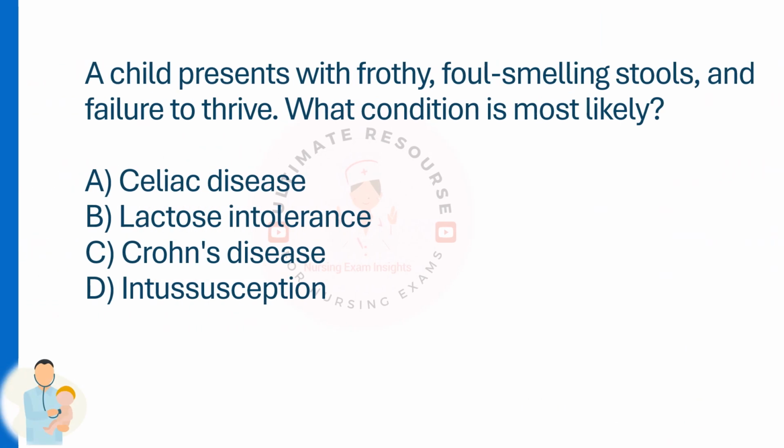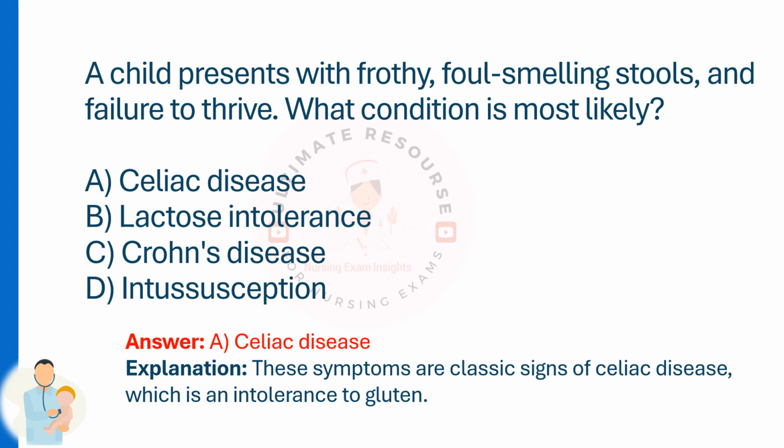A child presents with frothy, foul-smelling stools and failure to thrive. What condition is most likely? Options are A. Celiac disease, B. Lactose intolerance, C. Crohn's disease, D. Intussusception. The answer is A. Celiac disease. These symptoms are classic signs of celiac disease, which is an intolerance to gluten.